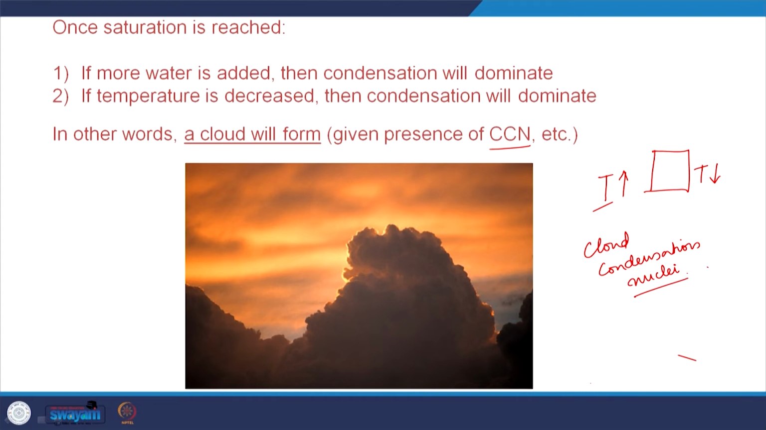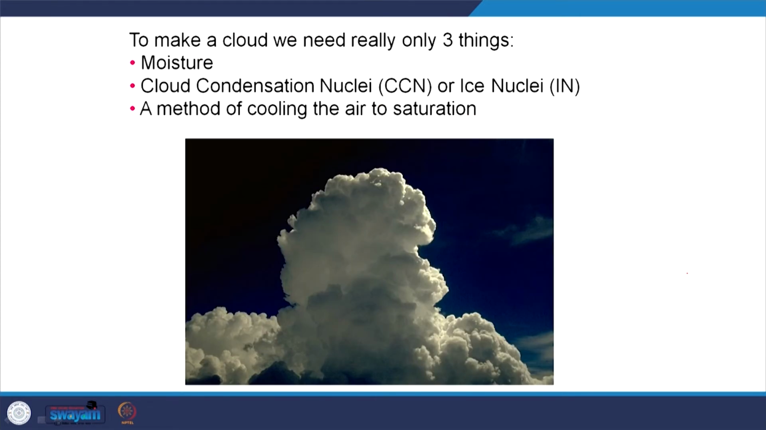So, why are we discussing this? We have seen the methods by which you can reach saturation. Now we are seeing what will happen once you reach saturation, right. So, in summary, to make a cloud we really need three things. We need moisture, of course, we need cloud condensation nuclei, and we need a method of cooling the air to saturation. So, that means that, like I said, without physically moving moisture into the air parcel, with whatever moisture content is available in the air parcel, the only way to reach saturation is by decreasing its temperature, right.